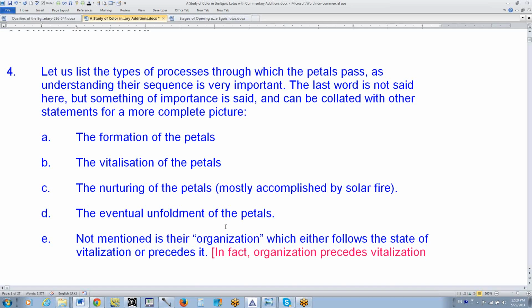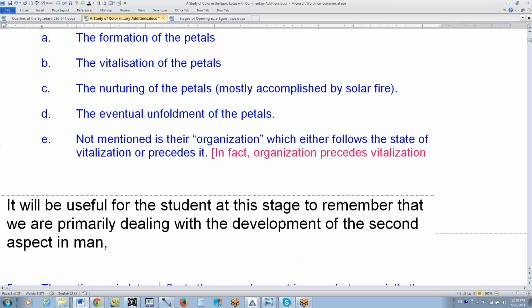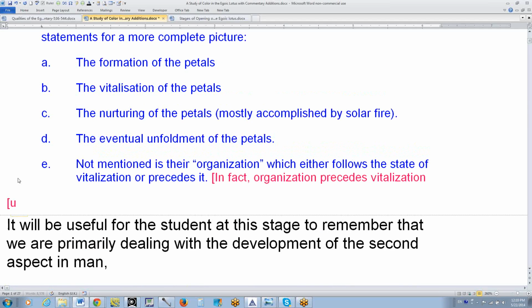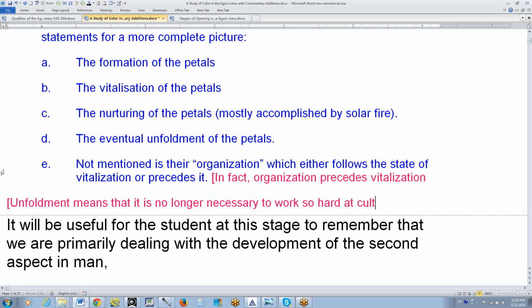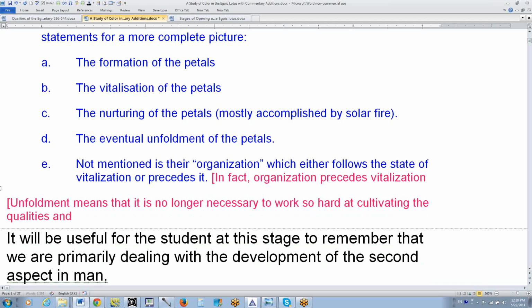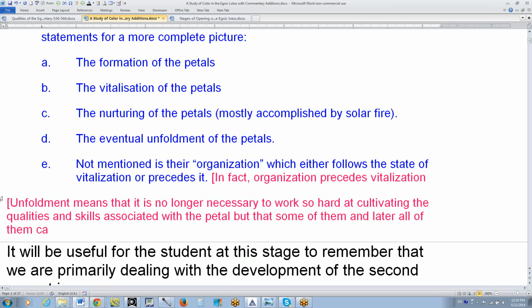vitalization, because vitalization is that energizing of the petal preparing for its unfoldment, and its unfoldment means, what does unfoldment actually mean? Let's just say I have an idea here that I'd like to put down. So unfoldment means that it is no longer necessary to work so hard at cultivating the qualities and skills associated with the petal, but that some of them, and later all of them, can be relied upon as existent.